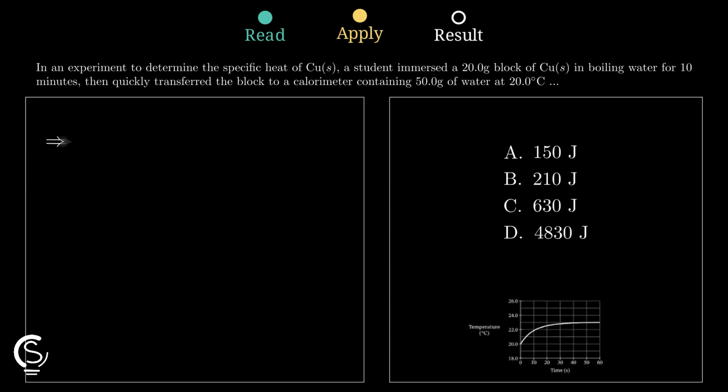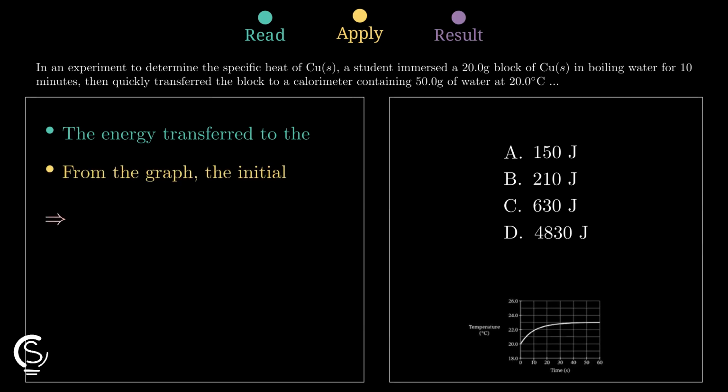Look at the graph to find the temperature change. The water starts at 20 degrees and reaches a peak of 23 degrees, giving us a change of exactly 3 degrees. Multiply 50 grams of water by the 4.2 specific heat and the 3-degree change. This equals 630 joules.